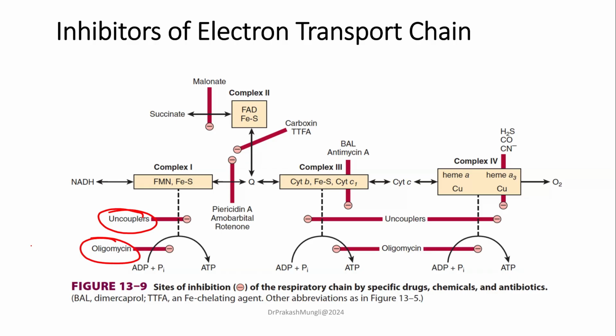oligomycin, which is also considered an inhibitor of electron transport chain. I'll get into that. Now let's look at a complex 1 inhibitor. I'm going to mark down the things that are important. If you want, you mark accordingly.